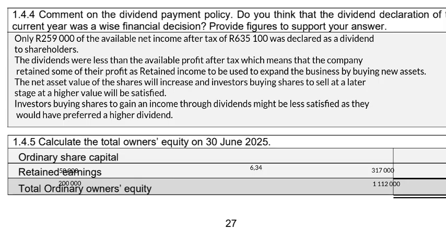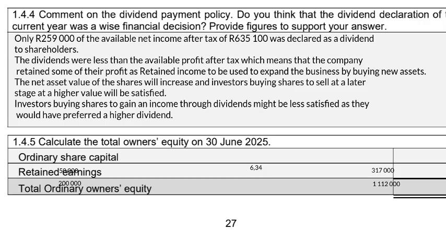The dividends were less than the available profit after tax, which means that the company retained some of their profits as retained income to be used to expand the business by buying new assets. The net asset value of the shares will increase, and investors buying shares to sell at a later stage at a higher value will be satisfied. Investors buying shares to gain an income through dividends might be less satisfied, as they would have preferred a higher dividend.